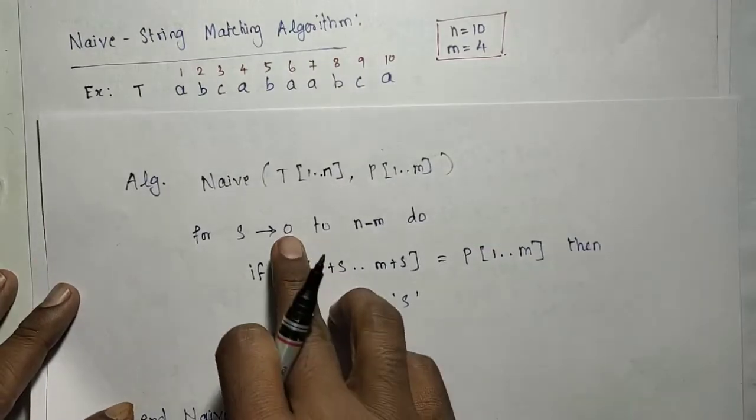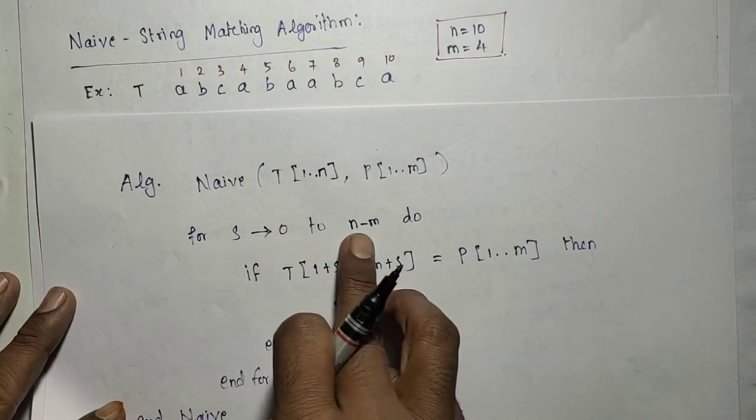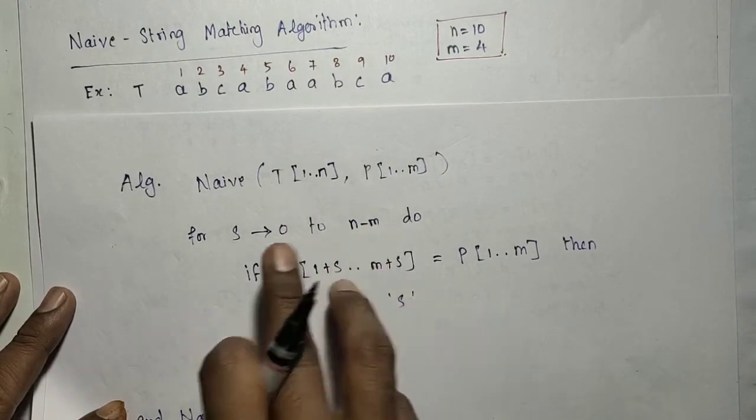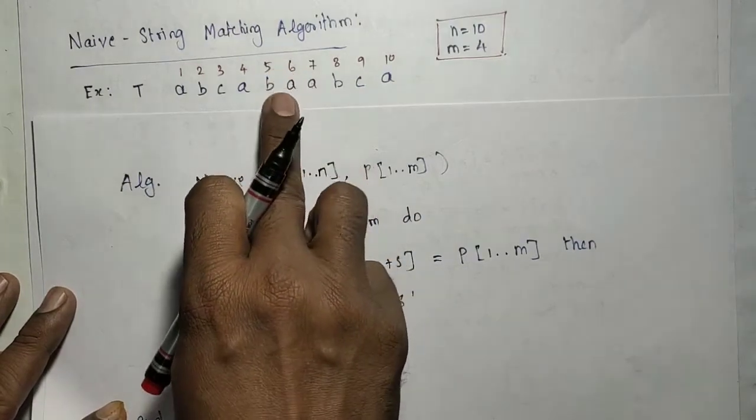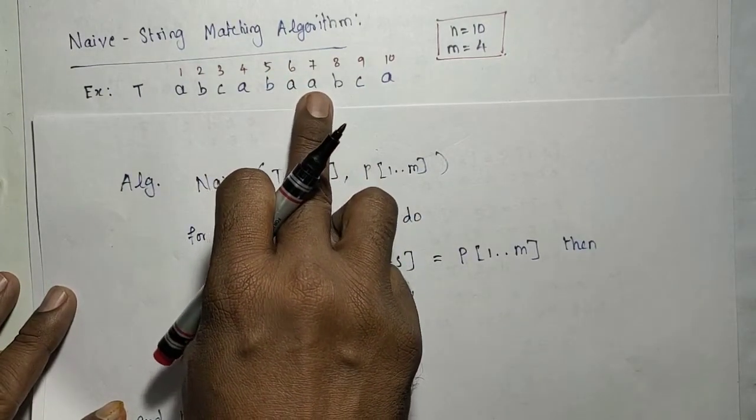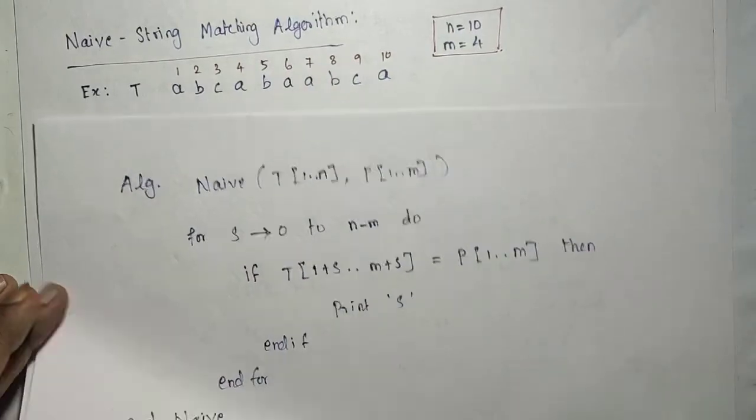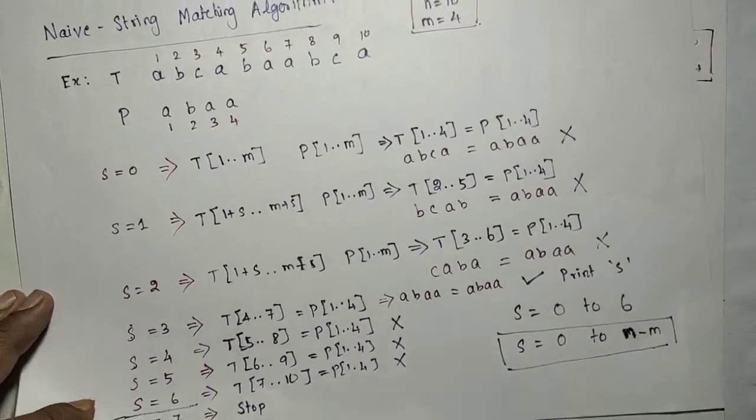So the iterations will run from s equal to 0 to n minus m. So s will be moved up to 6, and at s equal to 7 it will be terminated. Like that we have discussed the previous algorithm.